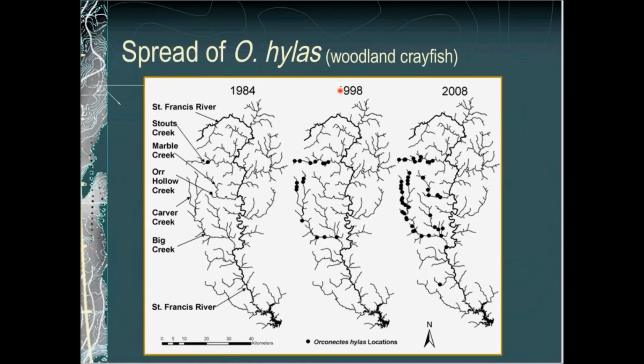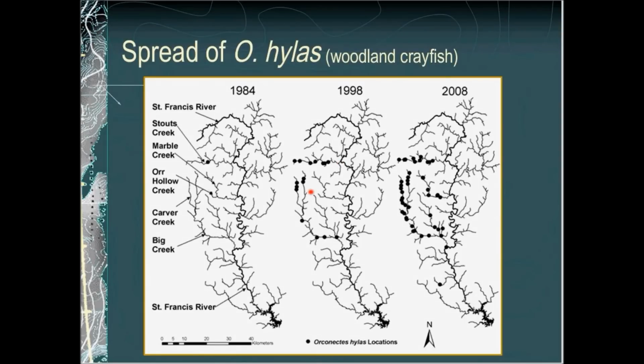This middle map here is the stuff that I worked on, and I started picking up this woodland crayfish not only in Stouts Creek, and you'll notice that it has moved all the way up to the headwaters in about 14 years, and also started moving downstream, and in some cases was the only crayfish I collected.